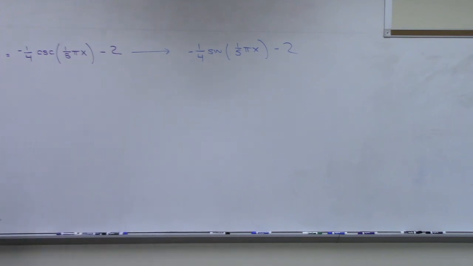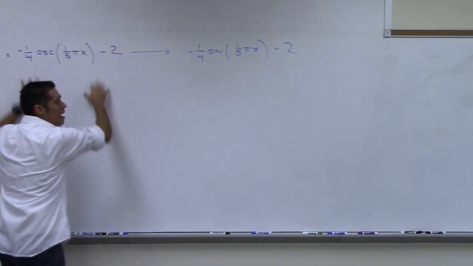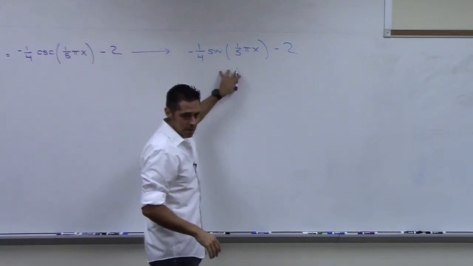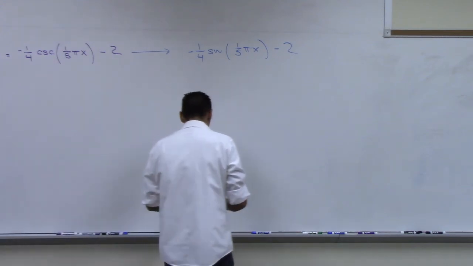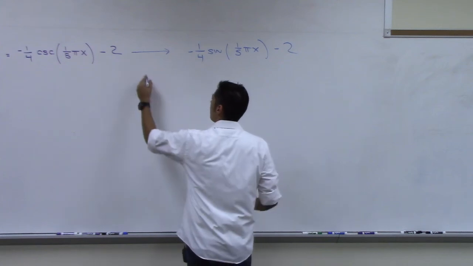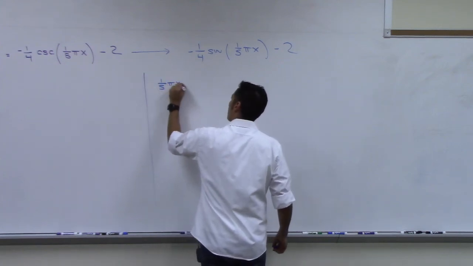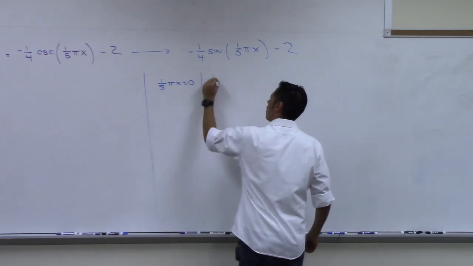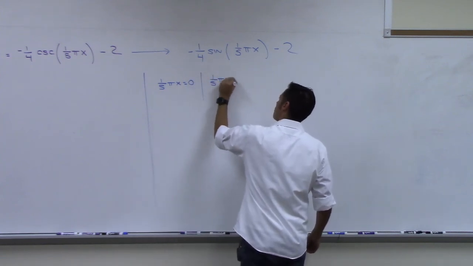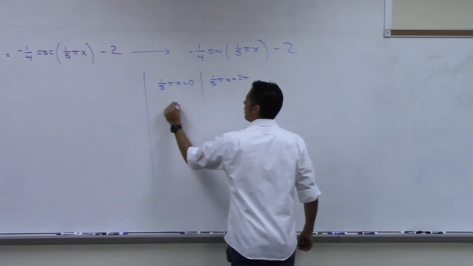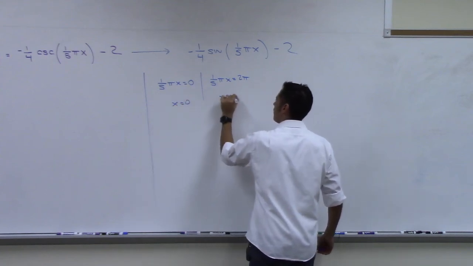Oh, well. All right, so I am not graphing this right now. I am graphing this right now. All right? Okay, so to graph that, I set the argument equal to 0. I'm moving quickly. Just tell me if I need to slow down. 1/5 pi x equals 0. 1/5 pi x equals 2 pi. I already know the answers to this, 0 and 10, right?